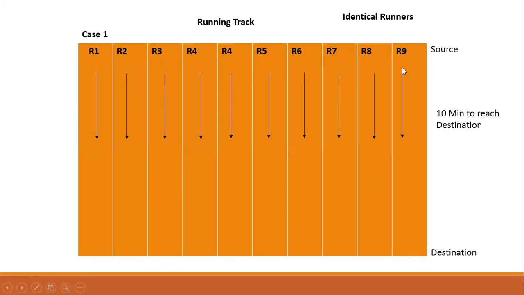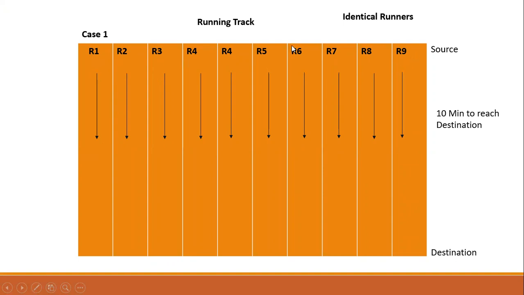Let us see case number two. There are 9 runners now, and we have 9 separate dedicated running tracks. The condition here is each track is dedicated. For example, if runner one is there, he can only run in this track. He cannot go to another track, and runner two cannot come to this track. That is the condition here.